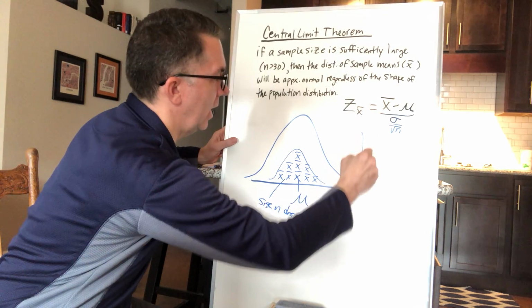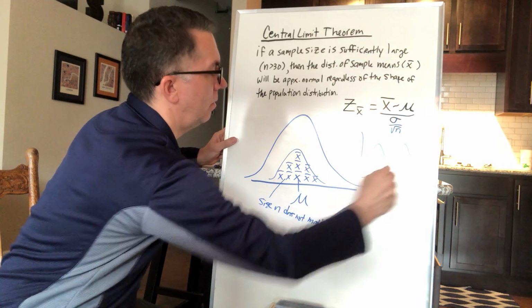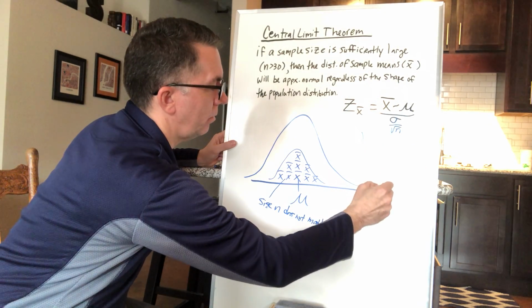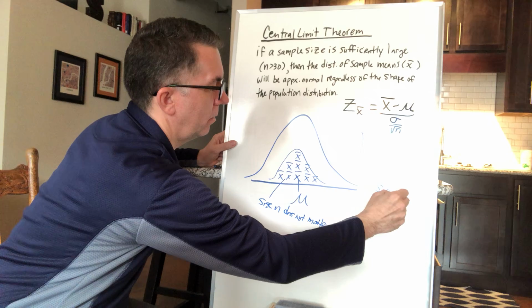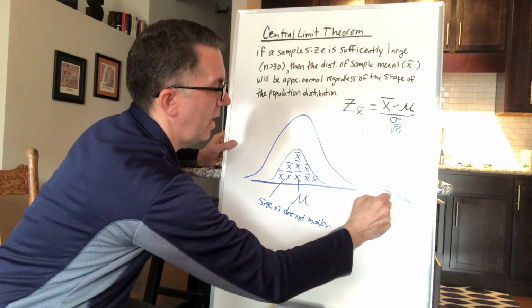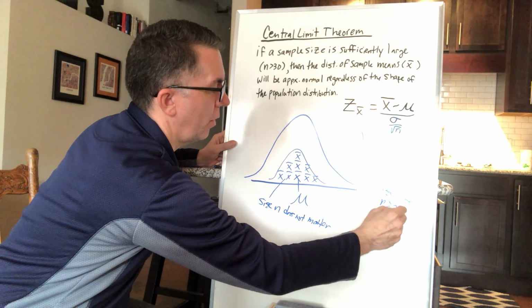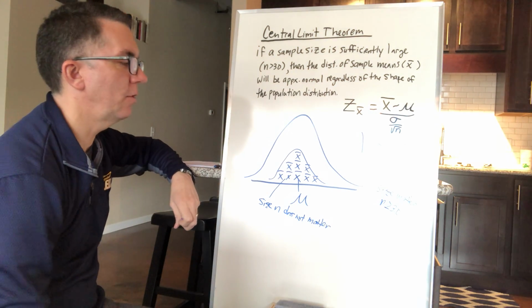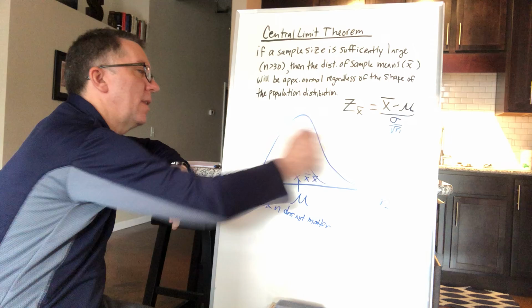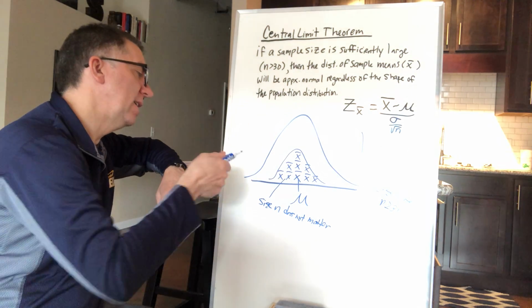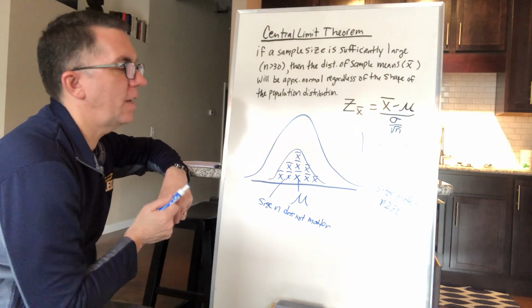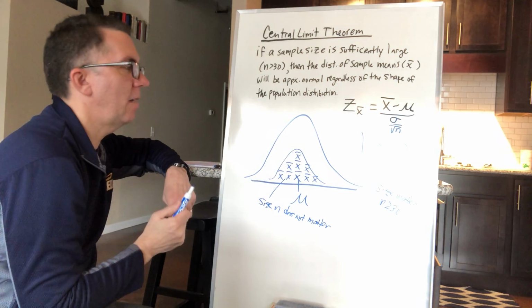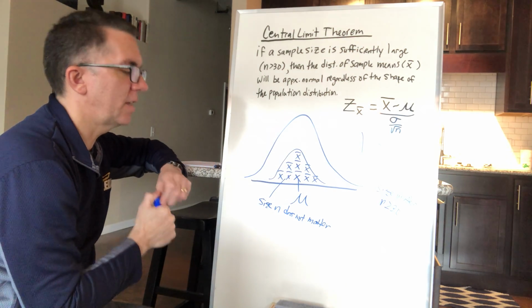When the shape is like this, size will matter. And that size must be greater than or equal to 30. 30 is the magic number. Okay? So size matters when it has a shape that's not approximately normal, and it doesn't matter when it is. I can have samples of size 3. It's still going to look like that. It's going to look approximately normal on the inside.